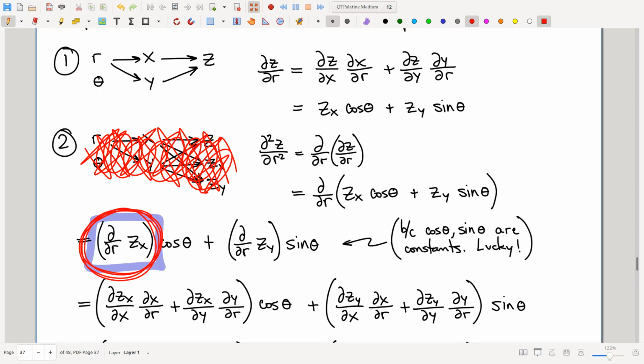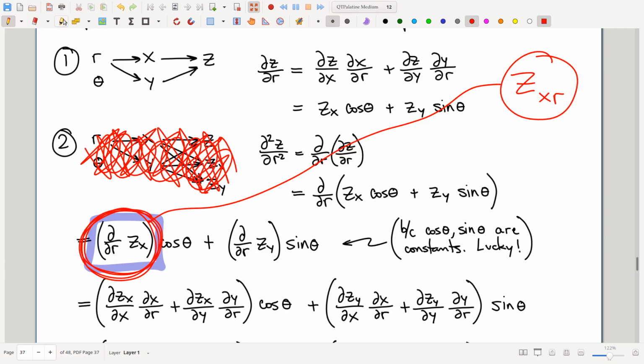A lot of students will take this and say, oh, okay, I'm taking z, and apparently I'm supposed to take a derivative with respect to x, and then apparently I'm supposed to take a derivative with respect to r. So why don't I just call that z_xr? And I claim you can't do that. That's a bunch of garbage. That's nonsense. Doesn't make any sense. Meaningless, silly, nothing. Here's why.